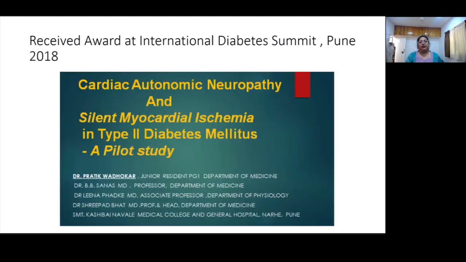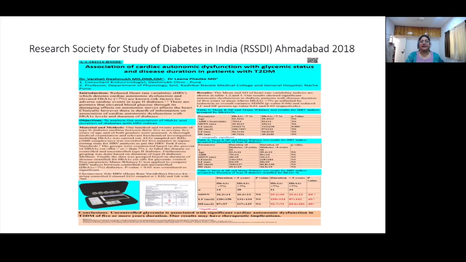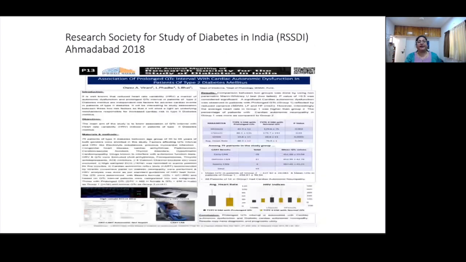Then we received different awards for these studies, like the award at the International Diabetes Summit in Pune in 2018. We also presented a study on association of cardiac autonomic dysfunction with glycemic status and disease duration in patients with type 2 diabetes at RSSDI 2018. Then we also presented a study on association of prolonged QTc interval. Prolonged QTc is also a marker of autonomic dysfunction. So association of prolonged QTc with cardiac autonomic dysfunction, again at RSSDI Ahmedabad.